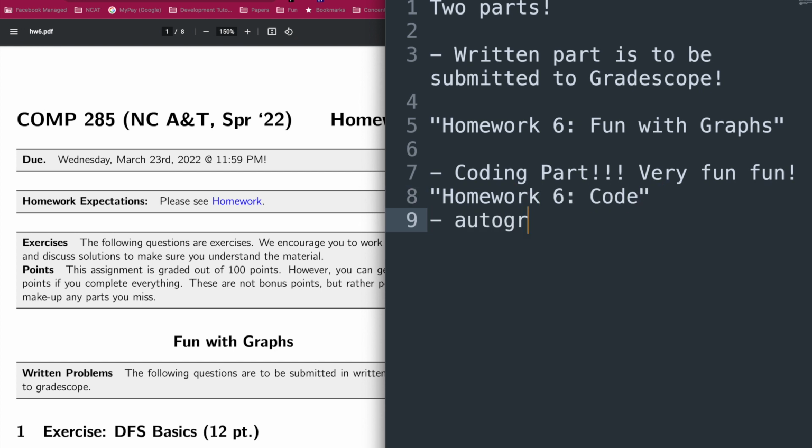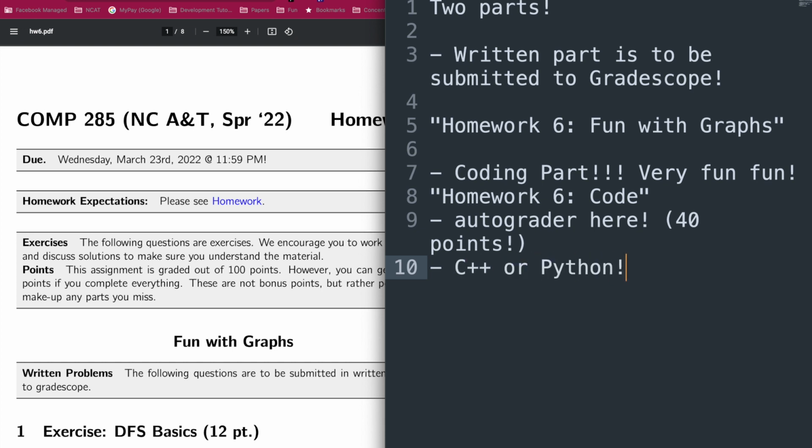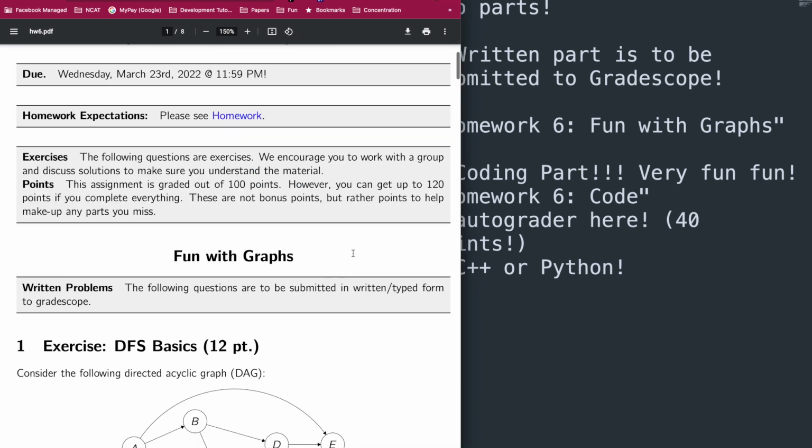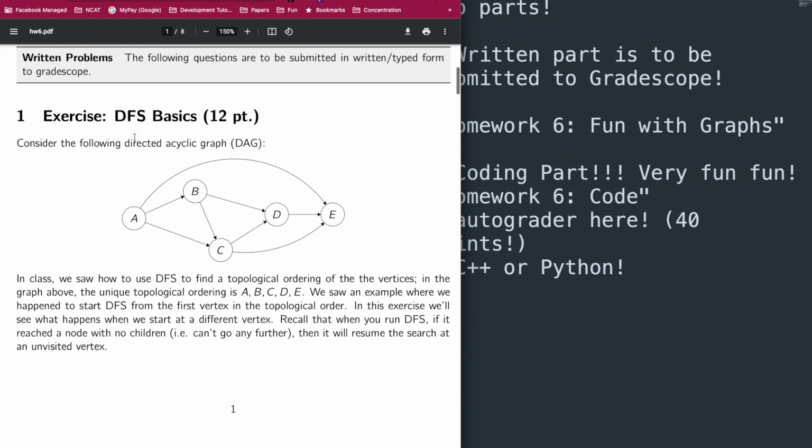There is an auto grader here that will grade all your assignments. That is worth 40 points, okay? So you really want to make sure you submit this. You can submit it in either C++ or Python. We actually have both options available for this assignment, so feel free to submit in whichever one you prefer. Anyway, let's go ahead and get started.